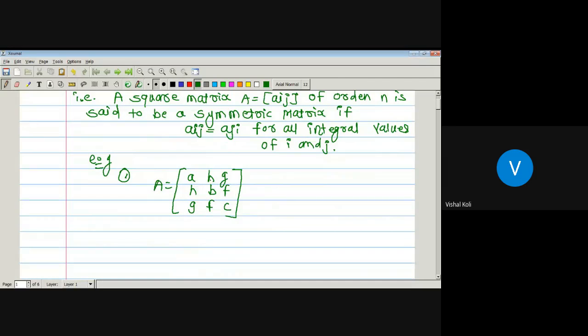Aij equal to Aji. Now here A11 will be equal to A. Here i and j are both equal to 1, therefore there is no restriction on A11. Now A12 is H. Then we have to check whether A21 is also H or not. A21 is also H. Similarly, A13 is G, and A31 is also G. A21 we have already seen. Now for A22, there is no need to check these diagonal elements. Now A23 is F, and A32 is also F. So Aij equals Aji for all integral values of i and j, and the given matrix A is a symmetric matrix.